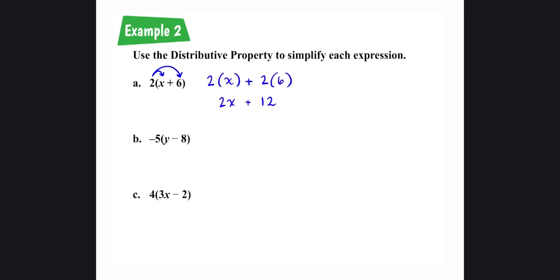Problem B. -5 times the quantity y minus 8. Multiply -5 by both terms in the parentheses. -5 times y minus -5 times 8. -5 times y is -5y, and -5 times 8 is -40. I notice a negative is subtracted. Let's rename this expression as -5y plus 40.